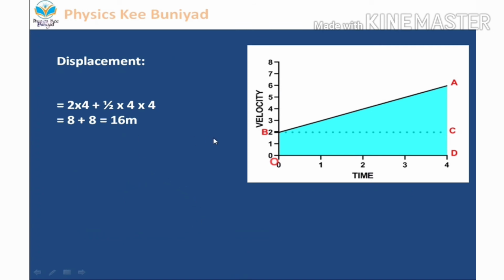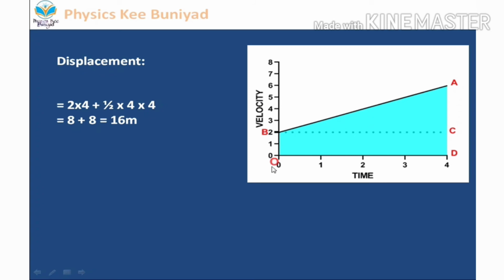Now let us suppose there is an example where the initial velocity is 2 and it is gradually increasing up to 6 at time 4. Now we will calculate the displacement from this velocity-time graph. So here there are also two shaded portions.